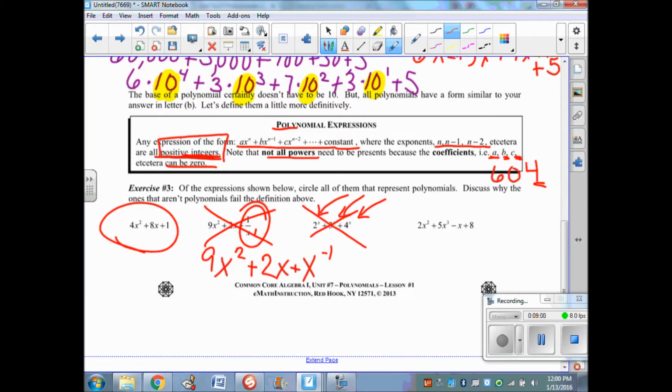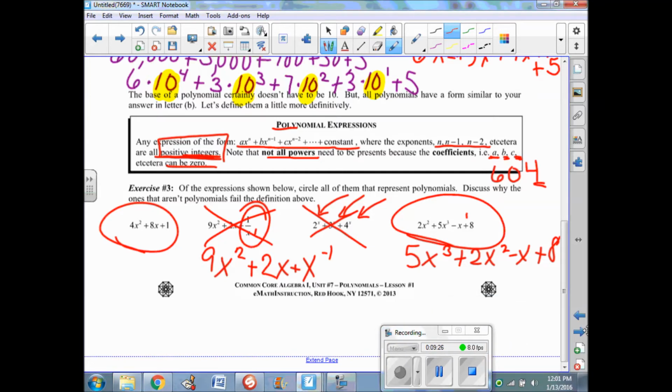And this last one, 2x squared plus 5x cubed minus x, it's like to the first power, plus 8. Yeah, all those exponents look great. It's not in standard form. Standard form would be to put the highest exponent term first and then decrease from there. Okay, so now it's in standard form. Those two are equivalent, but now we've got it in standard form.